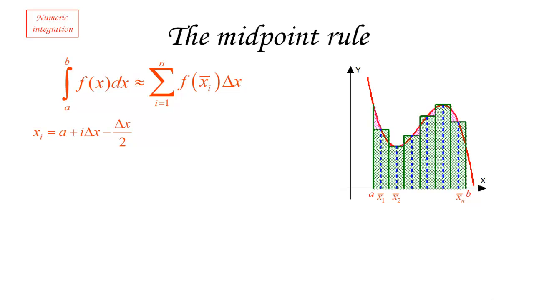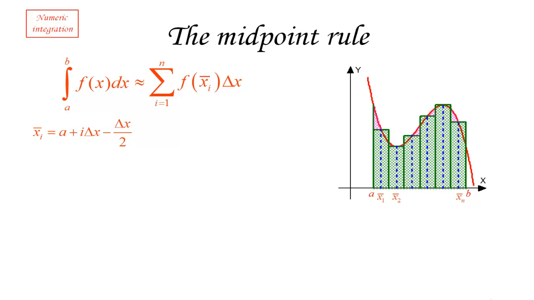Well, it says start at a. If you're looking for the ith midpoint, you start at a, you move up by i times the width of each of those intervals. So that gives a plus i times delta x. Of course, that's too much because we have overshot the ith midpoint. So we go back by half of the width of the interval.